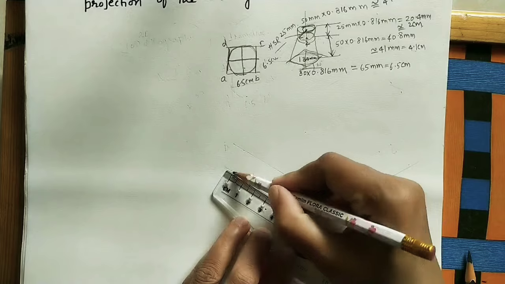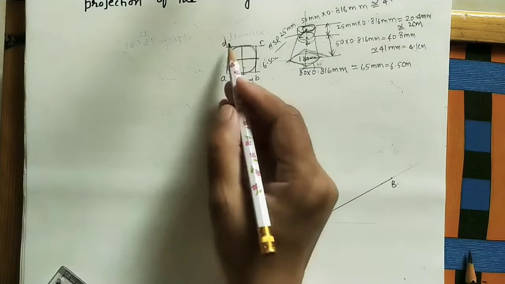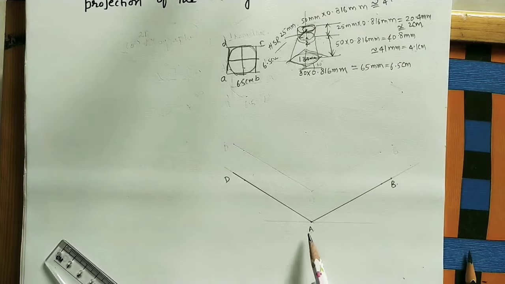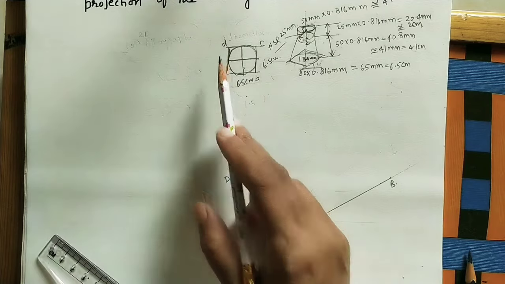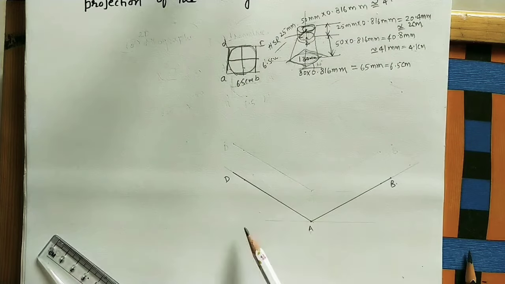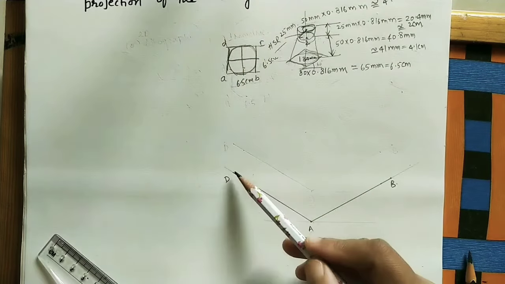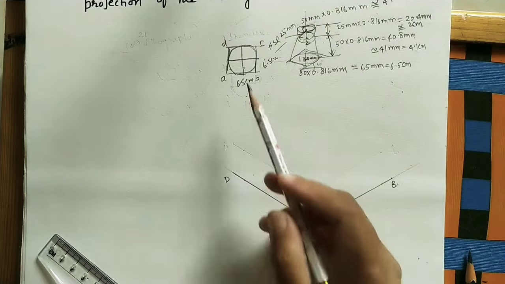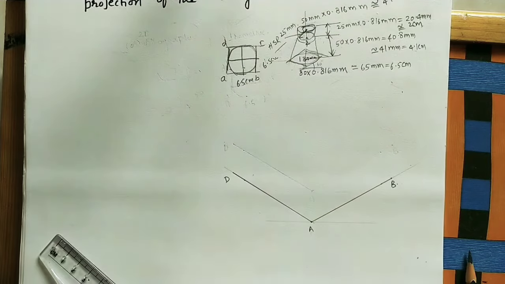By using compass or scale we can mark the length easily. So this is D. Now we got A, B, D. We need to find C. Do the DC line. Here we need to do one DC line. This DC line is parallel to AB. Okay, we need to do the DC line parallel to AB.